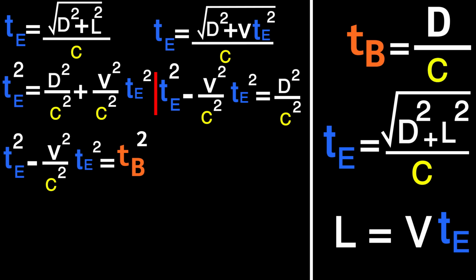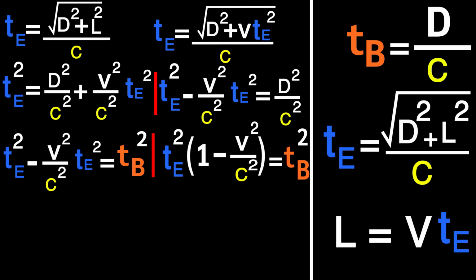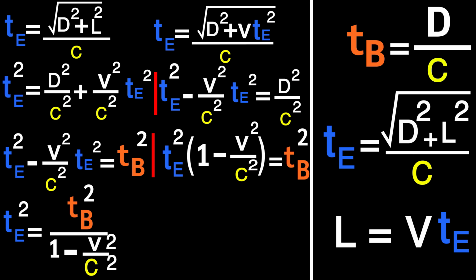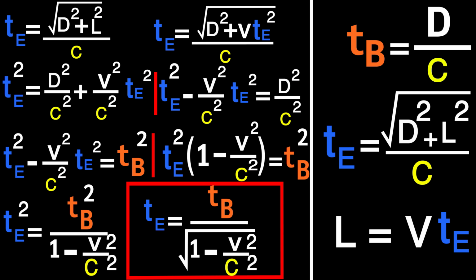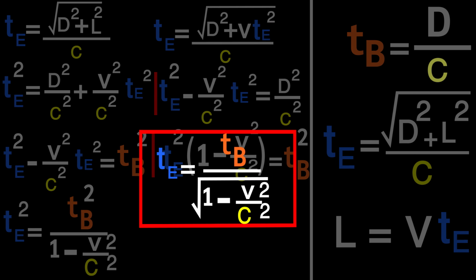If we look at the left side of the equation, we can factor out TE squared. Then we divide both sides of the equation by 1 minus V squared over C squared. Finally, to solve for TE, we take the square root of both sides. We end up with this, the time dilation equation.